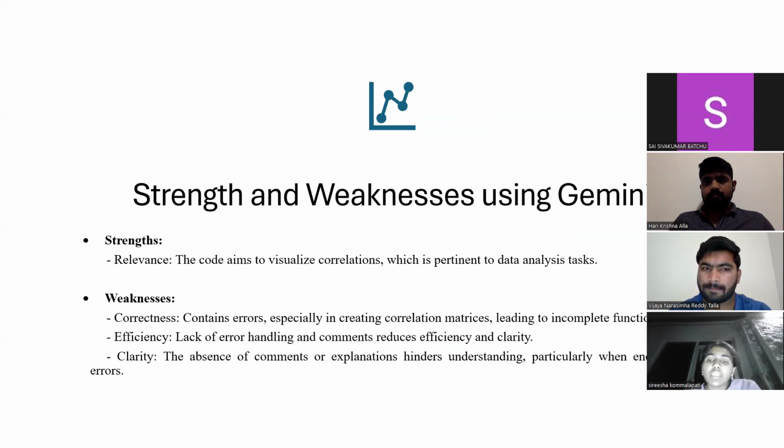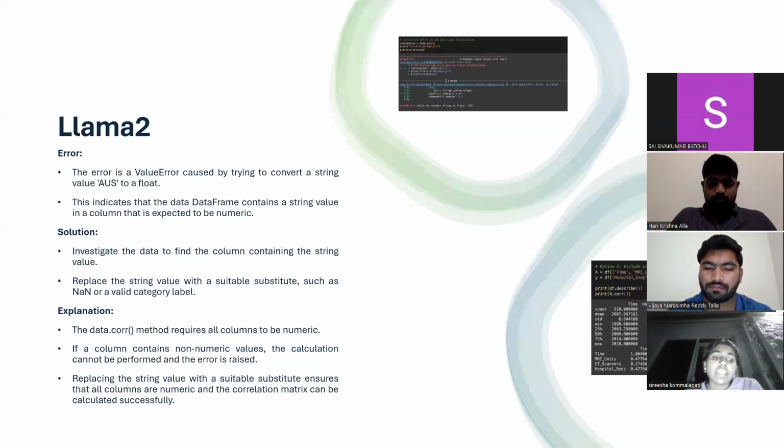The strengths and weaknesses of using Gemini. The strengths are the code aims to visualize the correlations, which is relevant to data analysis tasks. And the weaknesses are correctness, containing errors, especially in creating the correlation matrix, leading to incomplete functions. The efficiency is lacking, as errors and handling of the comments reduce efficiency and clarity. The clarity is... my friend will continue with the Llama too.